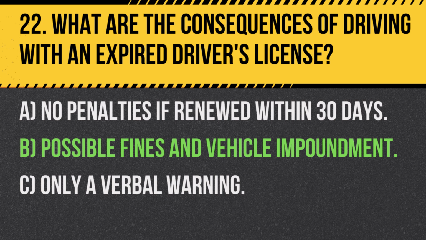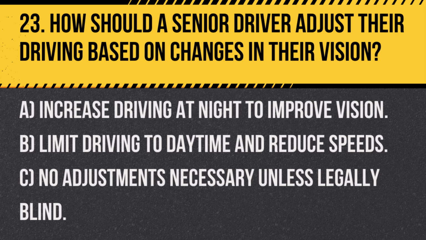Driving with an expired license is illegal and can result in fines and other legal actions, such as impoundment of the vehicle. Question 23. How should a senior driver adjust their driving based on changes in their vision? A. Increase driving at night to improve vision. B. Limit driving to daytime and reduce speeds. C. No adjustments necessary unless legally blind.